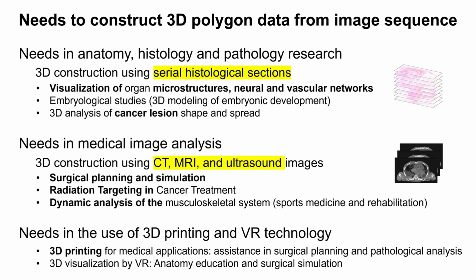In clinical medicine, 3D reconstruction using CT, MRI, ultrasound images is used for image analysis and is used in areas such as surgical planning and simulation, targeting in radiotherapy, and dynamic analysis of the musculoskeletal system in sports medicine and rehabilitation. Furthermore, as a recent technology, there is also growing need for 3D polygon data in the use of 3D printing and VR technology. In 3D printing for medical use, it is used to assist with surgical planning and pathological analysis, and in 3D visualization using VR, it is used for anatomical education and surgical simulation.